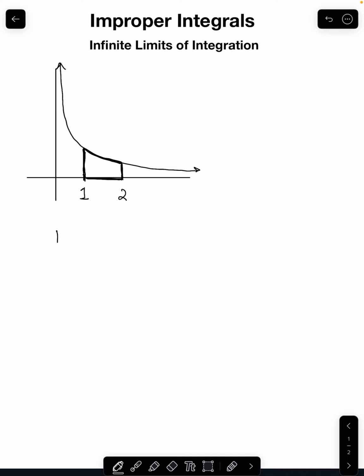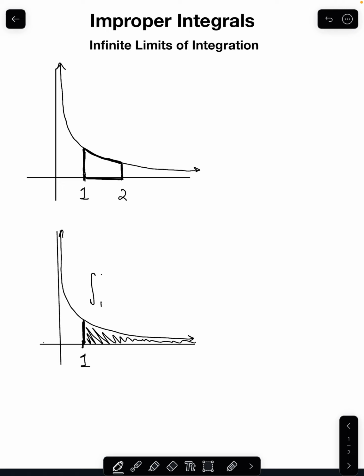But what if the integral we are seeking to evaluate is not on the interval from 1 to 2? What if instead we are looking at the unbounded region underneath the curve extending outward forever with no right limit? Another way to write this might be the integral from 1 to infinity of 1 over x dx.